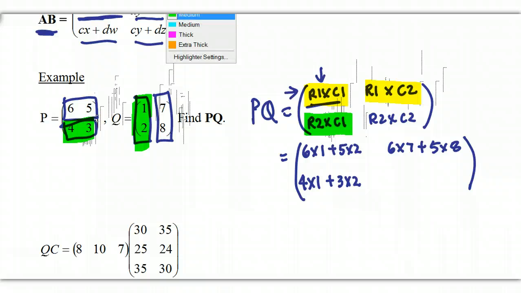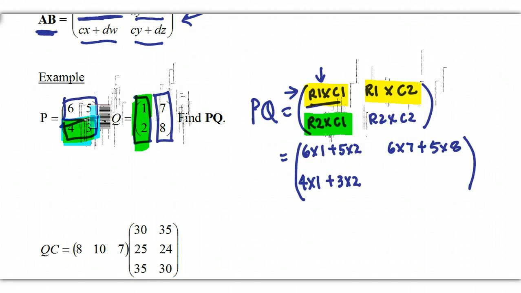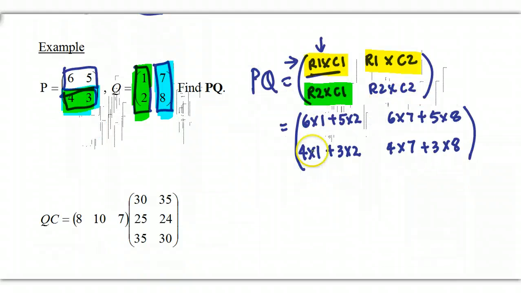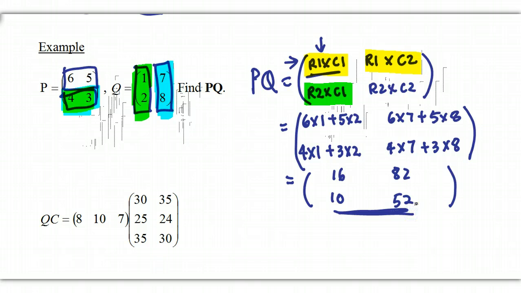And finally, for the last element, I want the second row and the second column. If you look at the elements again, it will be 4 times 7 plus 3 times 8. If you are confused, you may want to pause the video at this point, rewind it again and look through the process again. And the final step that remains now is really just for us to work out the values. You may either use your mental sums or your calculator to work out the values, and you should get the final answer here.